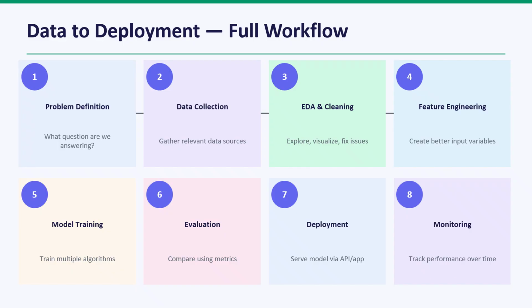Step 5, model training. Train multiple algorithms and compare them. Step 6 is evaluation. Use precision, recall, accuracy, and other metrics to pick the best model. Step 7, deployment. Wrap the model in an API so other applications can use it. Step 8 is monitoring. Track real world performance and retrain when the model starts degrading. This full cycle can take days to months depending on the complexity of the problem.